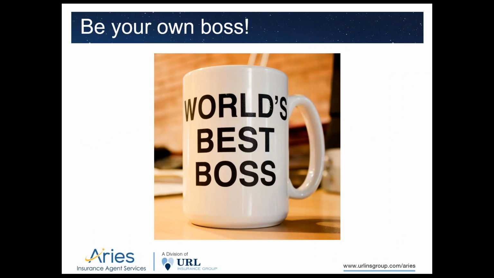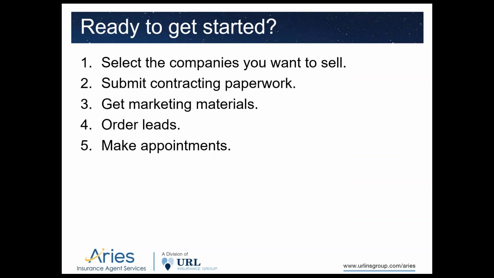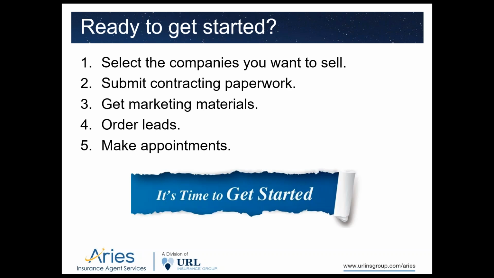You answer to yourself. So for those of you who are on the call today and listening to this web training, are you ready to get started? Here are the 5 steps to getting started. We'll help you select the companies that you want to sell. You'll submit the contracting paperwork. We'll get you the marketing materials and we'll help you order leads. And then once you start getting those leads, you can make appointments. And really, it's time to get started. So select the companies you want to sell, submit the contracting paperwork, get the marketing materials, order leads, and make appointments.